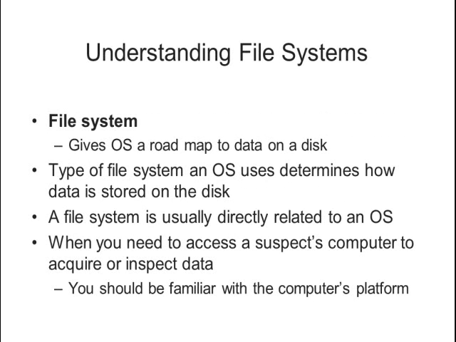Okay, first of all, file system. A file system gives an operating system a roadmap to the data on a disk. The type of file system an operating system uses determines how data is stored on a disk. A file system is usually related to the operating system. When you need to access a suspect's computer to acquire and inspect data, you should be familiar with that computer's platform.